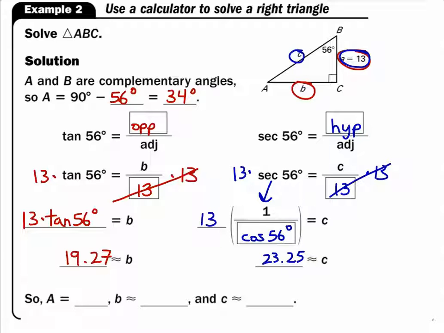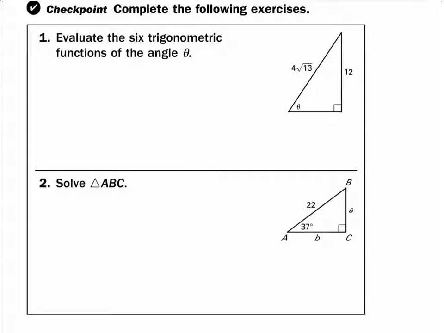Alright, so angle A is 34 degrees. Figured that out in the first business there, subtracting from 90. Side B is about 19.27 long, and side C is about 23.25-ish units long. And that's it for example 2. So here we have our first checkpoint.